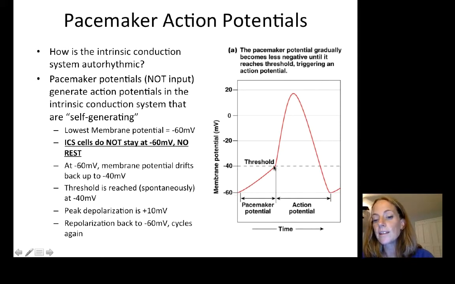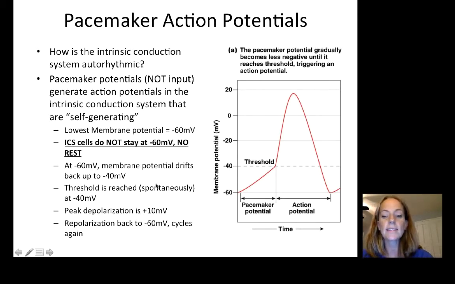This depolarizing on its own is what is unique to the pacemaker cells or the intrinsic conduction system cells. We call this the pacemaker potential. So they depolarize spontaneously on their own until they get to threshold. Once they get to threshold, they will open up voltage-gated channels, depolarize, and then repolarize back down to rest. But again, they won't stay at rest. They will hit their pacemaker potential again back to threshold. So they're continuously cycling.